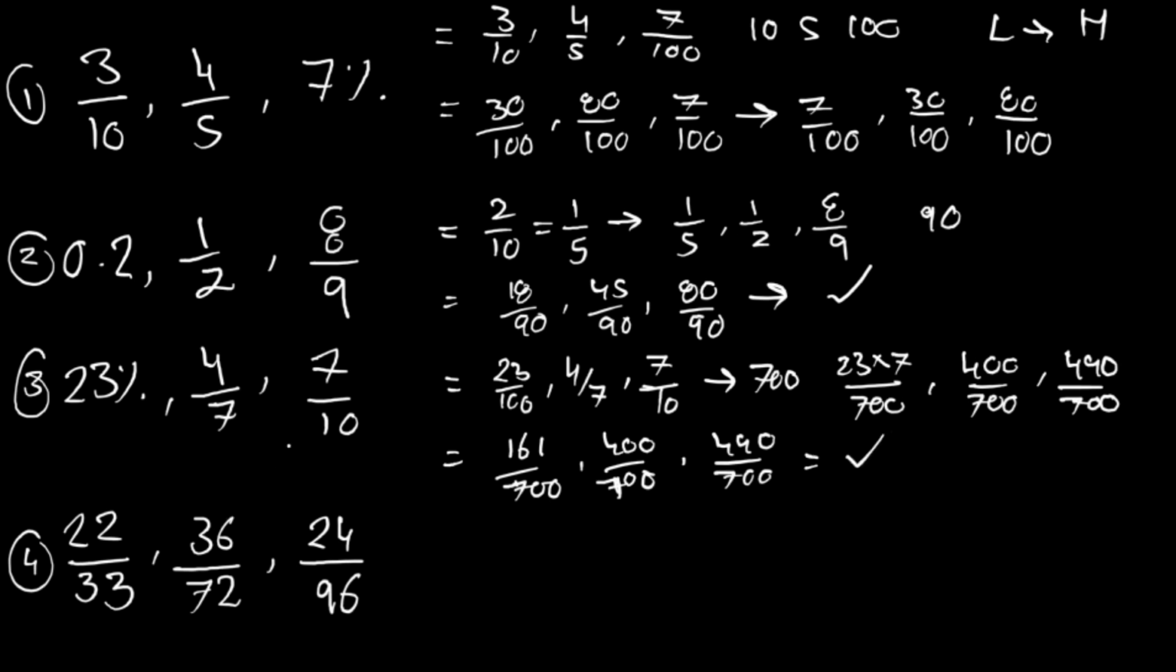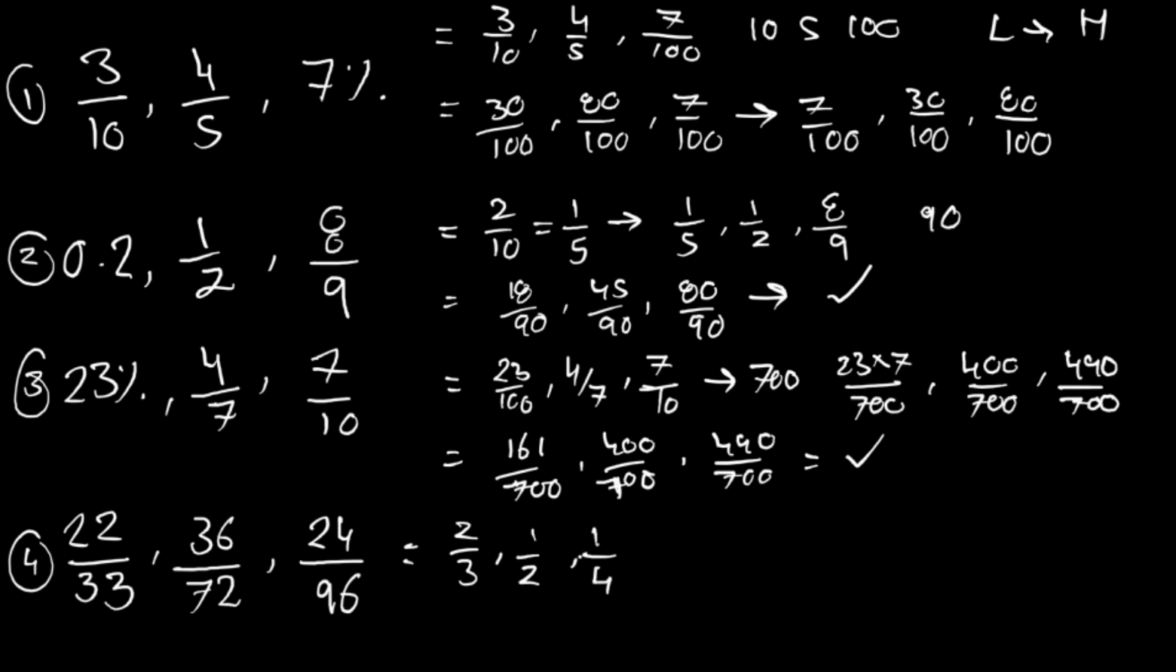Last but not least, question 4. So question 4 might look a bit tricky, but if you look carefully, you can actually simplify each fraction. So 22 over 33, you can divide both the numerator and the denominator by 11, which will give you 2 over 3. And then 36 over 72, divide both of those by 36, that would give you a half. And then for 24 over 96, you can divide both of them by 24, and that would give you 1 over 4.